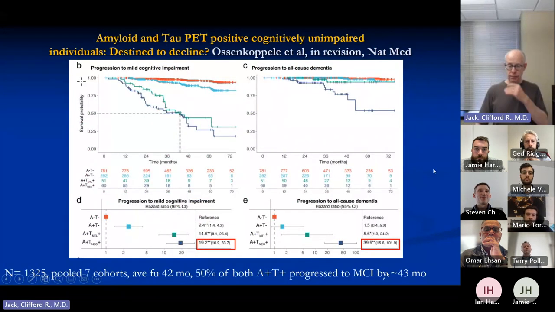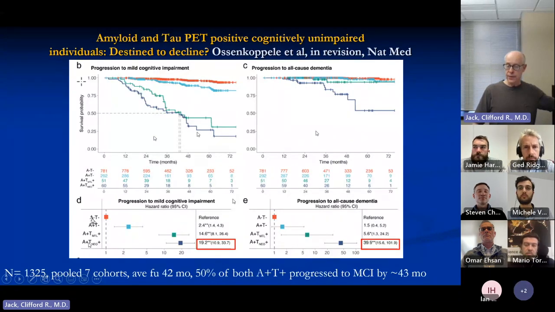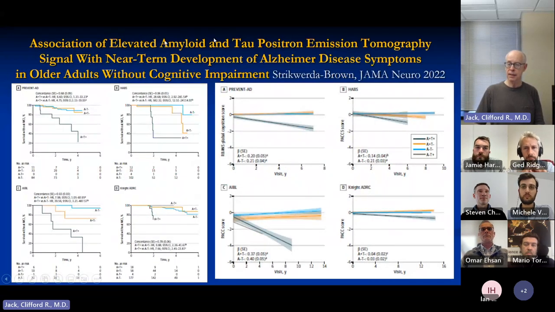This is a paper from Rick Ossenkoppel, who led this. It was a pooled analysis from seven different cohorts. The largest contributor to this analysis was us, the Mayo Clinic, but it divided people up into A minus, T minus, A plus, T plus, et cetera. And again, relative to the reference minus minus group, these are all cognitively unimpaired individuals. The hazard ratio of progression to MCI or progression to all-cause dementia was 20 in the plus plus group, and 40 for progression to all-cause dementia. Again, having abnormal biomarkers in an unimpaired person is not a benign condition, but yet that is the basis for the IWG position.